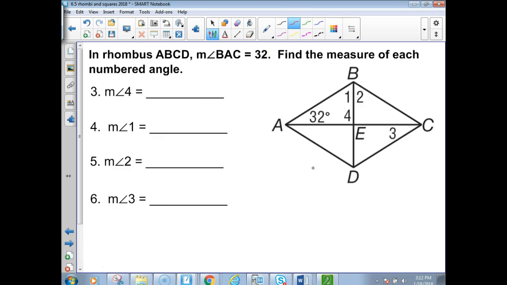Next one. All right, so we got a rhombus hanging out here. They're asking us for angle 4, and it says the measure of angle BAC is 32, and that is labeled on the diagram. What's angle 4? If we've been paying attention to these properties, you should know immediately that angle 4, because it's a rhombus, the diagonals are perpendicular. So that's the right angle. 90 degrees. Got to know these properties. All right, next. The measure of angle 1. How am I going to figure it out?